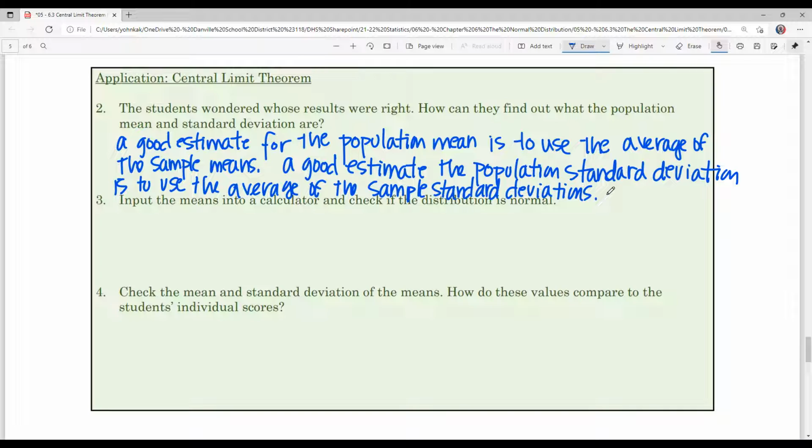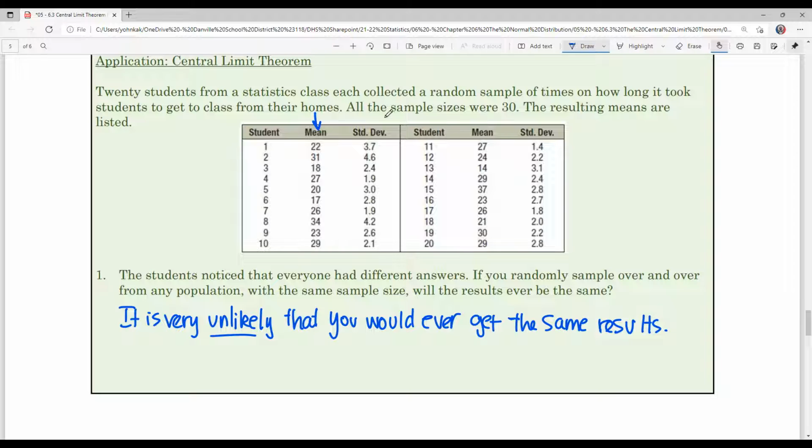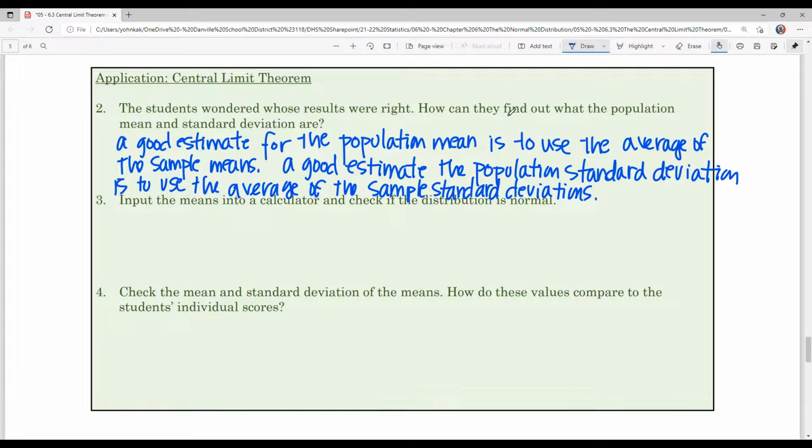Okay, so input the means into a calculator and check if the distribution is normal. If you take all the means, these 20 values, put them into your calculator, and you want to check to see if it's normal or not, well, you can make a histogram. So I put the values into my calculator, and I got 1, 2, 3, 4, 5, 6 bars.